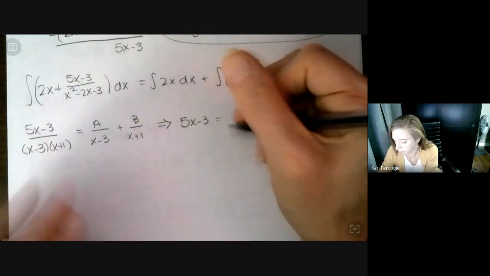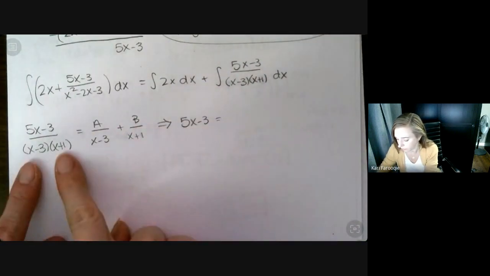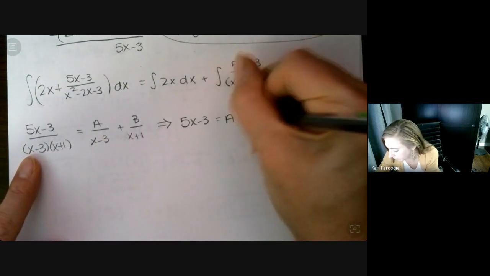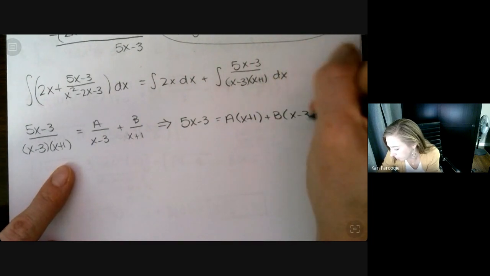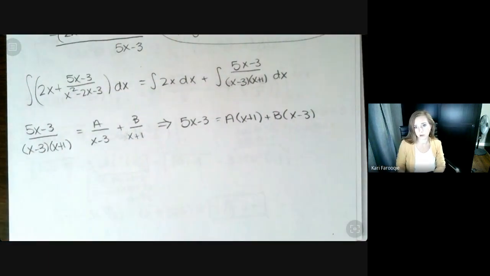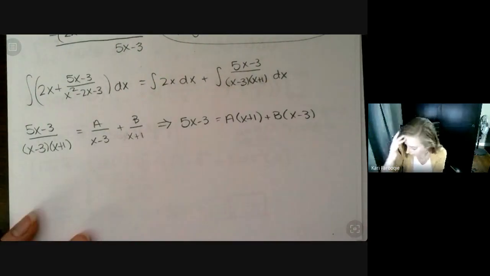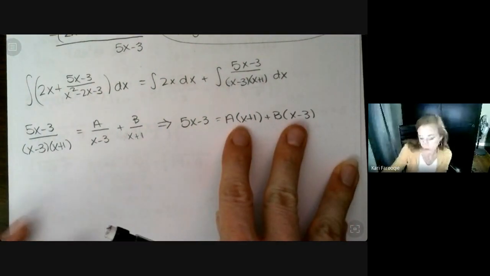And if you want to envision multiplying each term by your LCD, the x minus 3s will cancel in your first term, and then you'll have a times x plus 1, and then b, the x plus 1s will cancel in the second term, and you'll just have x minus 3 left over. And then you can apply the same rule. You're going to choose values of x that are going to cancel out a and b.